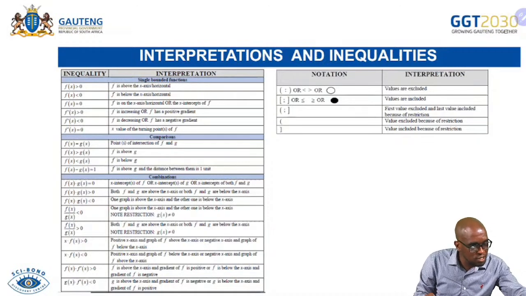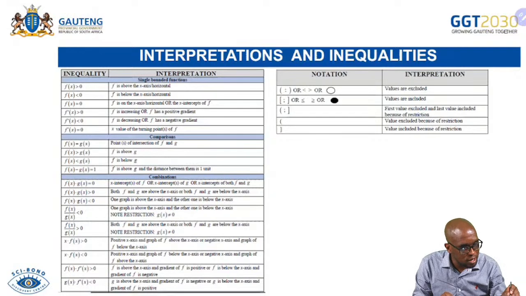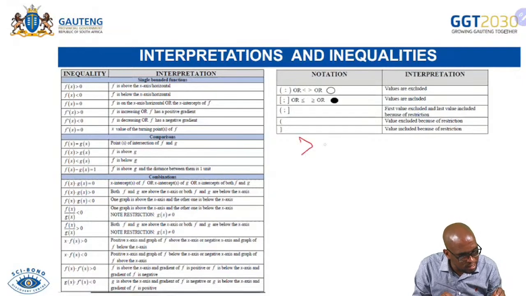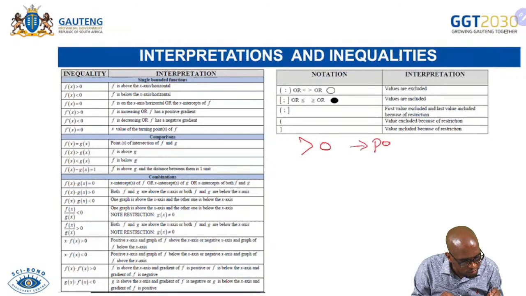If you check, the first part is just single bounded functions, the functions that go on their own. f of x is greater than 0. This is just trying to tell you, remember, if they say greater than 0 it means positive.